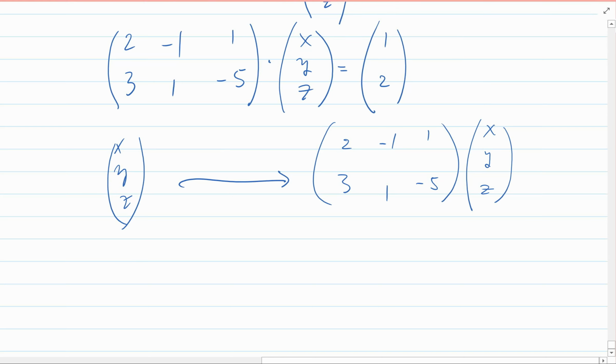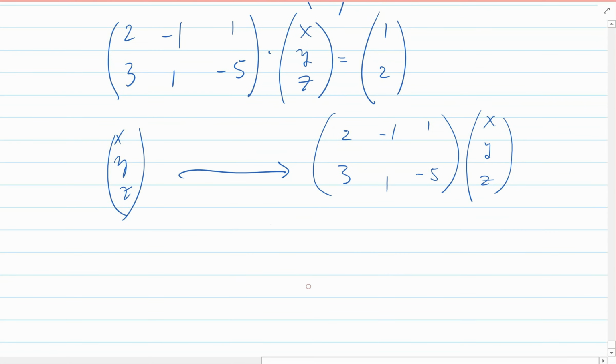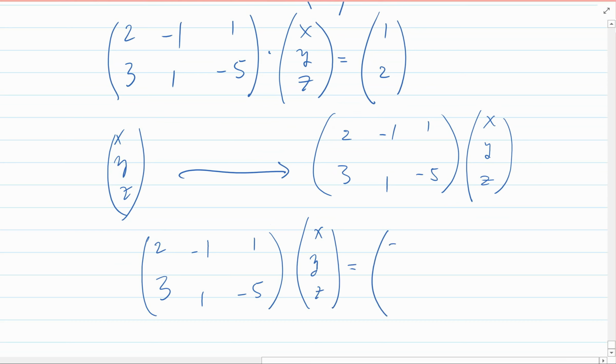How can we see the products? Let me go back here. So basically what we have is the matrix 2, 3, minus 1, 1, 1, minus 5 times x, y, z equals the system that we had. So what do we have? 2x minus y plus z, and then 3x plus y minus 5z. Sorry, that last sign is plus.